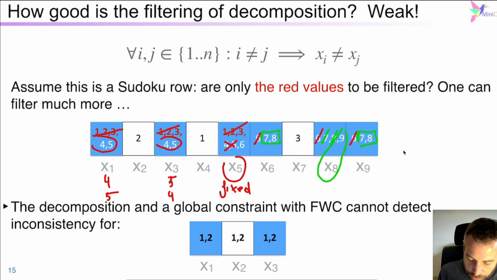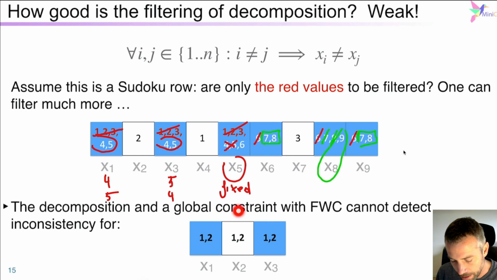For the same reason, the forward checking algorithm is also not able to detect that there is an inconsistency in this situation. Okay, that's another situation. You have 3 variables.